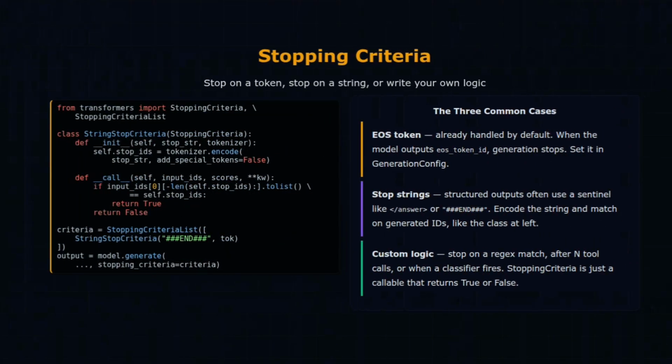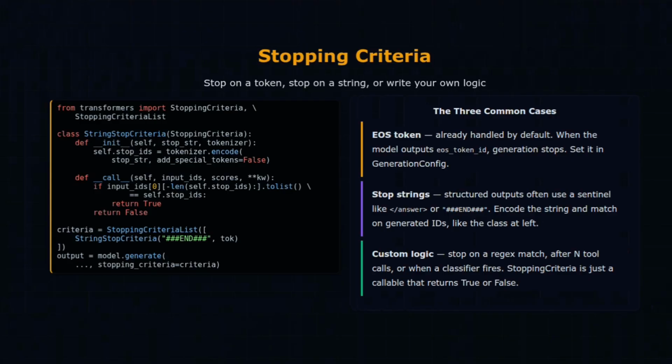Stopping criteria control how the model decides it's done, separate from the max_new_tokens cap. The default stopping condition is the EOS token. When the model generates eos_token_id, generation halts. Make sure eos_token_id is set in your generation config. For most fine-tuned instruction models it is, but it's worth checking. Beyond the EOS token, you can pass a StoppingCriteriaList with custom criteria objects. Each criterion is a class that receives the generated input IDs so far and the current scores, and returns true to halt or false to continue.